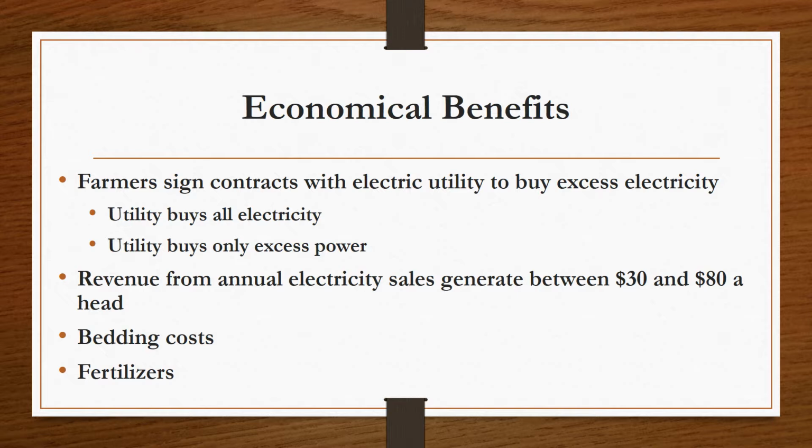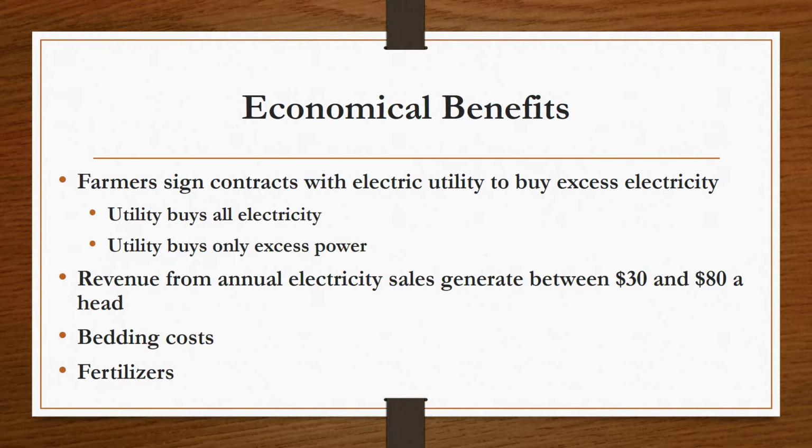So economic benefits. There's two ways that farmers can set up a contract with an electric utility to buy their excess electricity. So the first way is where the utility buys all of the electricity from the farmer at a negotiated wholesale price and then sells the farmer back the electricity that they need to operate their farm at a normal retail price. This is the least favorable because the wholesale price is usually half the retail price. So in the long run, they're not getting as much money back as they might be spending.